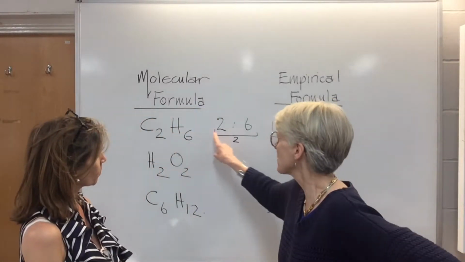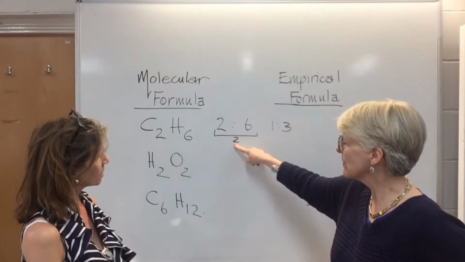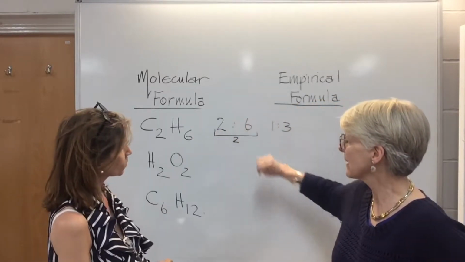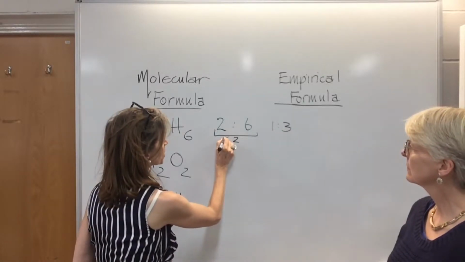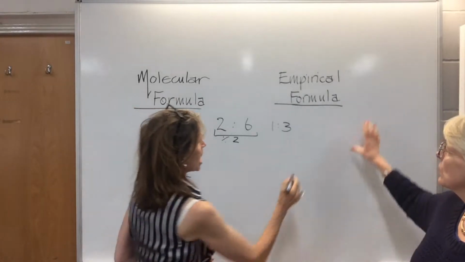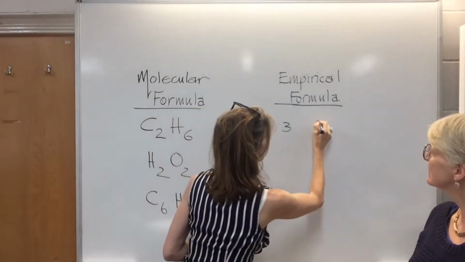So that 2 comes from there, and that 6 comes from there, 2 to 6. They both can be divided by 2. That's the biggest number they can be divided by. So that's 1 to 3. So if I just put divide to make it clearer. Yes. So what would the empirical formula be? Right, I hope I get this one right.